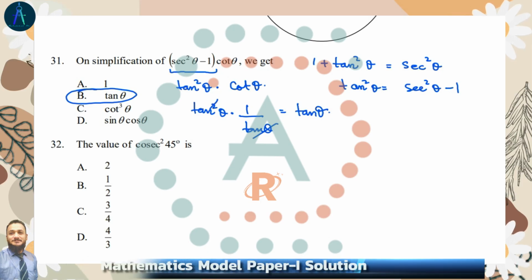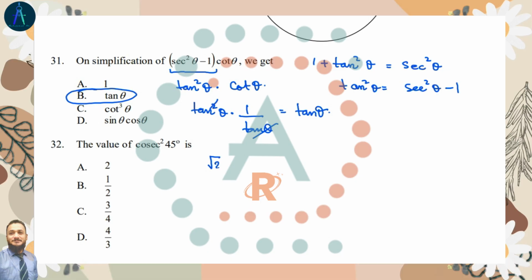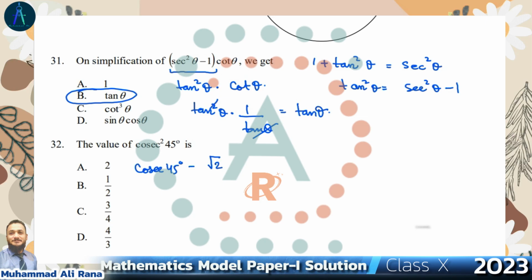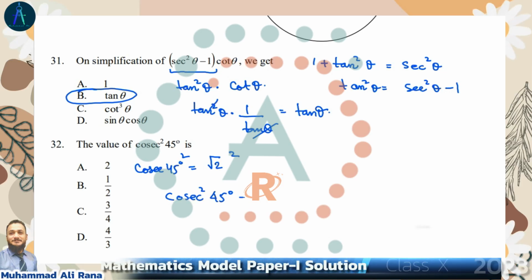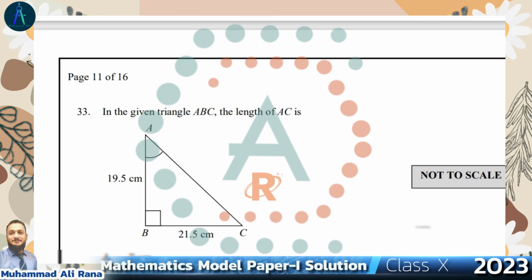The value of cosec square 45. The value of cosec 45 is root 2. So if we square both sides, we will get cosec square 45 degree is equal to 2. So option A will be the right answer.